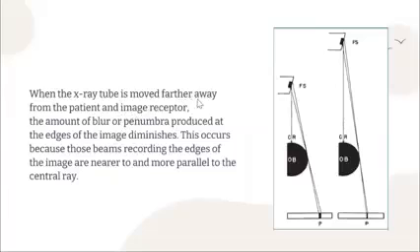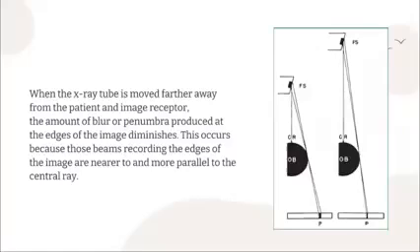When the X-ray tube is moved farther away from the patient and image receptor, the amount of blur or penumbra produced at the edges of the image diminishes. Okay, so as you can see in the picture, the longer or the more increased your SID, the lesser is the appearance of the penumbra. Okay, if your SID is closer, your penumbra is increased. Okay.